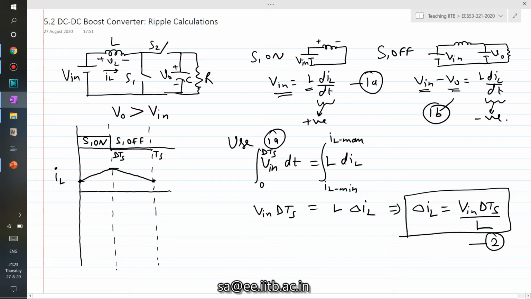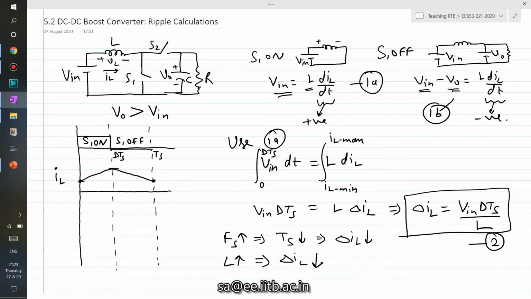We can see here, similar to the buck converter, if you increase the switching frequency, essentially you reduce the switching time, which would reduce the ripple current. Similarly, if you increase inductance, then also you reduce the ripple current, right? Straightforward till now.